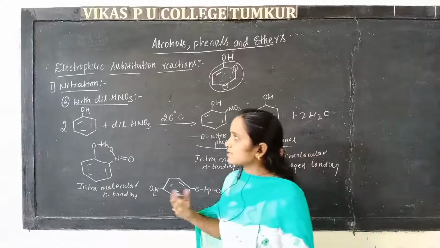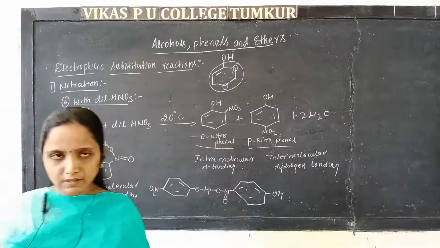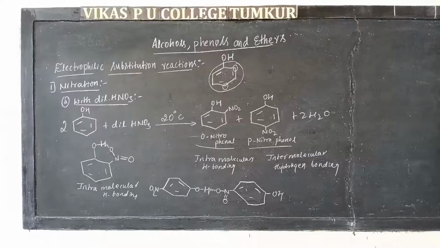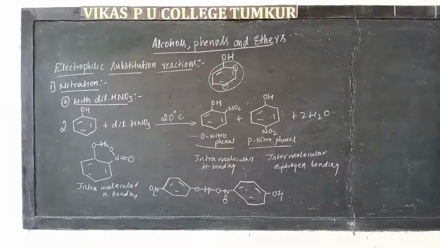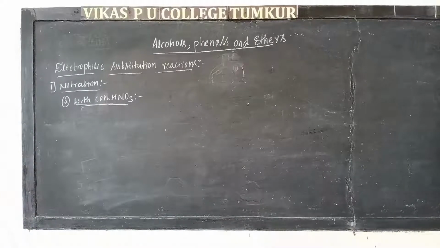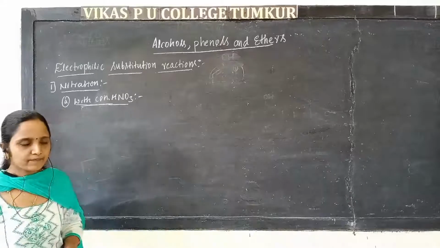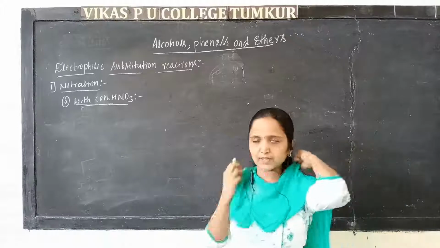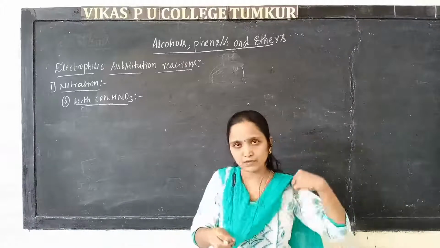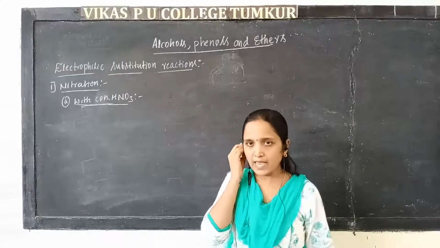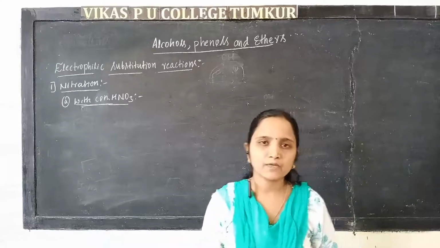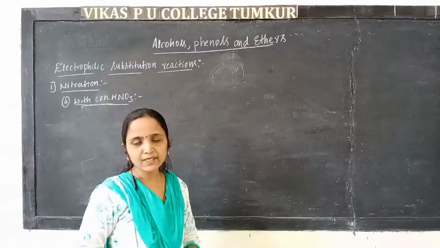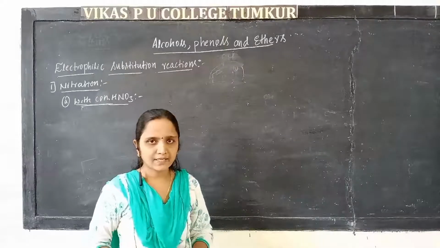Like this, we will now discuss how phenol reacts with concentrated nitric acid, that is, nitration with concentrated HNO3. Phenol is treated with a mixture of concentrated HNO3 and concentrated sulfuric acid. We get 2,4,6-trinitrophenol, which is commonly called picric acid.